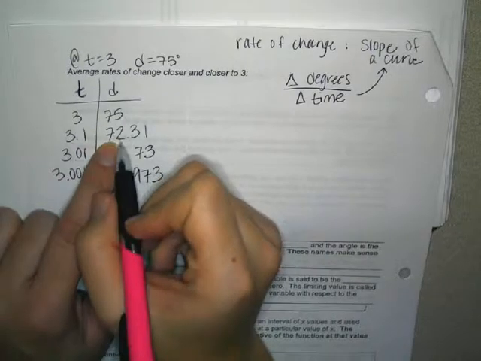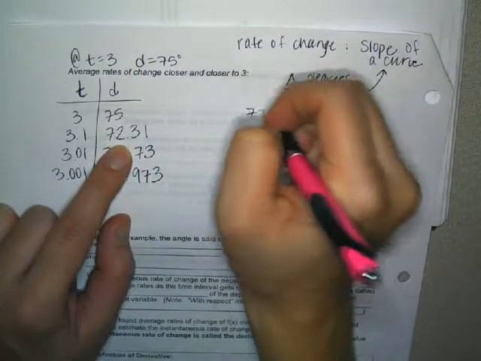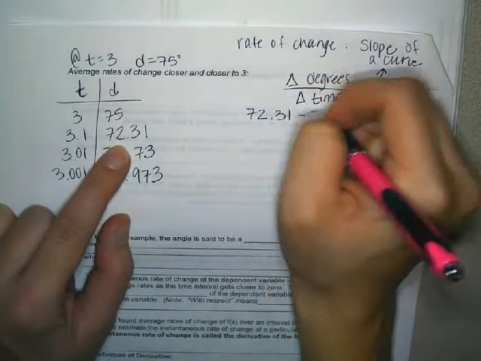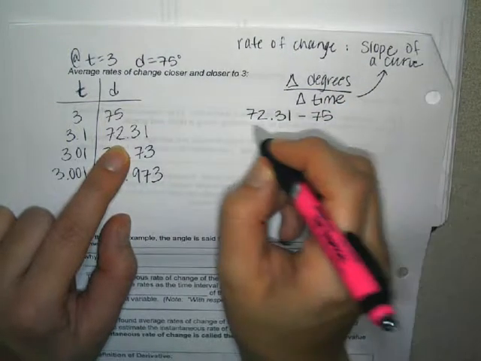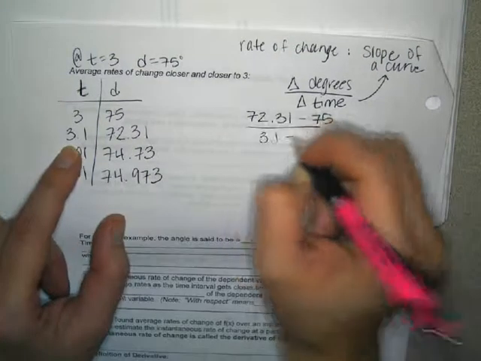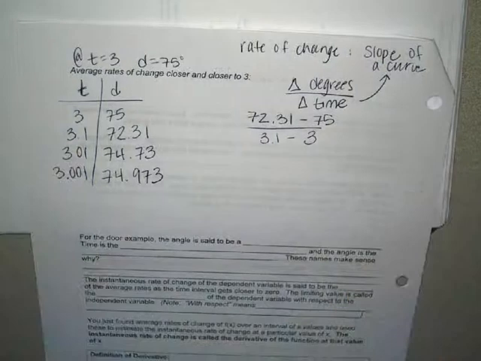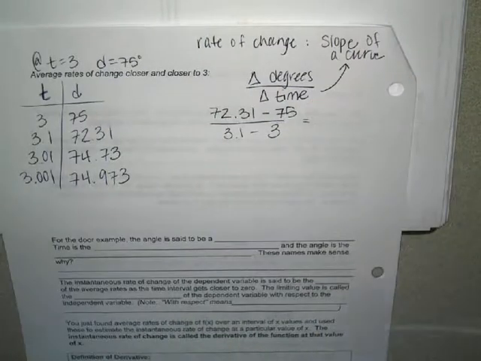So the final minus initial. The initial point that you're referencing is the point at 3. So 72.31 minus 75, over 3.1 minus 3. But again, we could switch these up and we're going to end up with the same answer, so it doesn't really matter what order you put them in. Okay, so the average rate of change here, don't just depend on me to do it. Make sure you're trying to punch it out yourself.